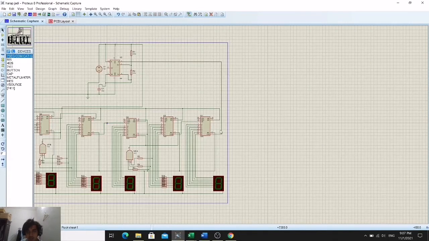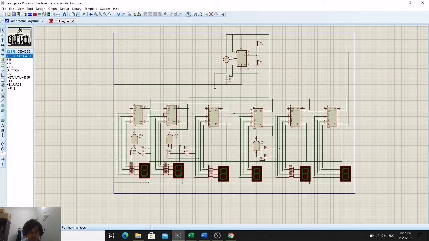Okay, I will run it. If you see, the value will increase until 9, and after 9 it will transfer the output to the second IC, and then it will transfer to the next, until 60.